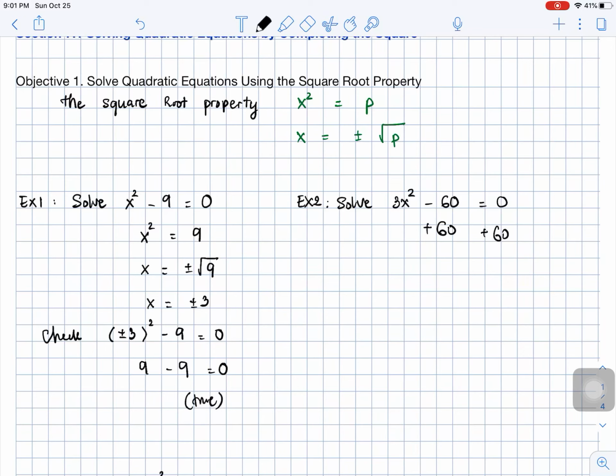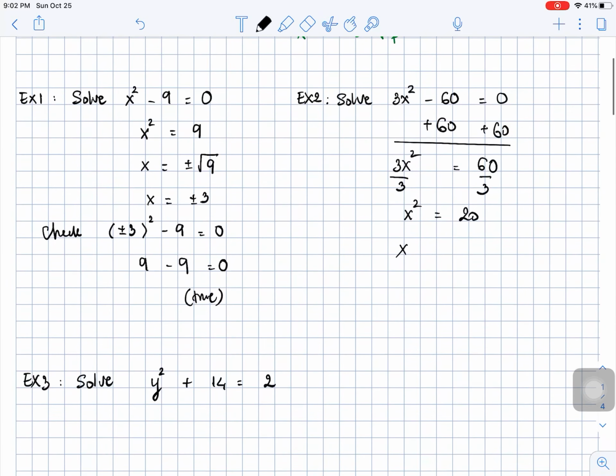Example number 2, solve 3x squared minus 60 equal to 0. So the x squared we need to isolate, because the 3, the 60, and the 0 are numbers. So we need to combine the numbers and leave x squared by itself. We will add 60 first. So we get 3x squared equal to 60, and then divide both sides by 3. Then we get x squared equal to 20.